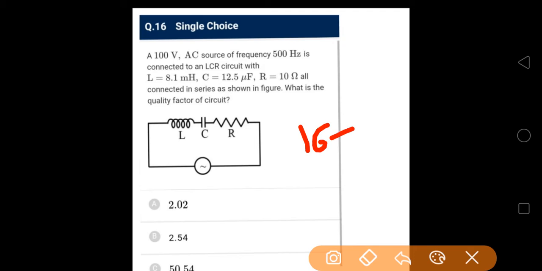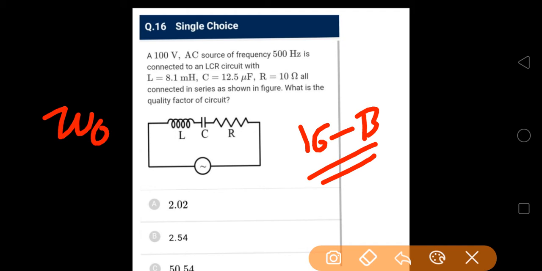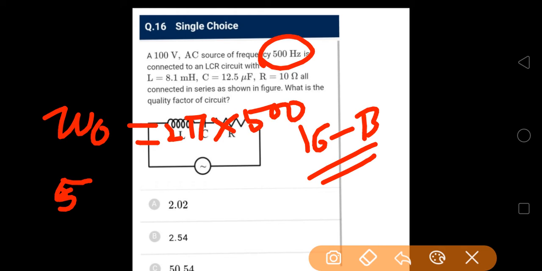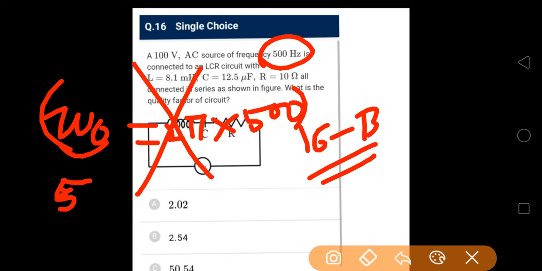The 16th one, B. We have to be careful with omega naught only. Some people in hurriness may take it as 500 hertz, that is 2 pi nu. 2 pi into 500 hertz, they may take it and substitute and may get a different answer, but this is wrong. Omega naught is the resonant frequency and not the given frequency.